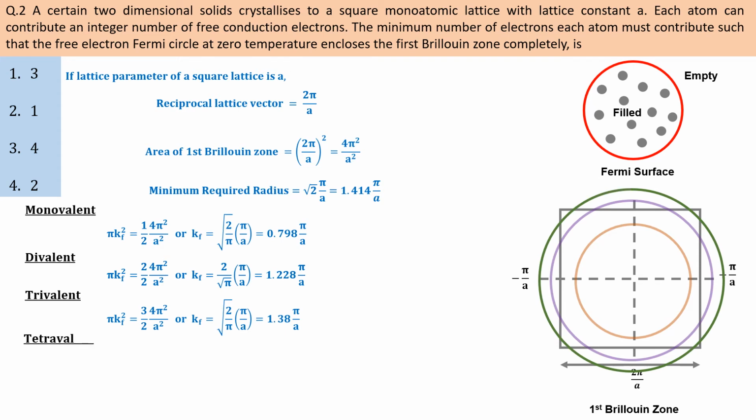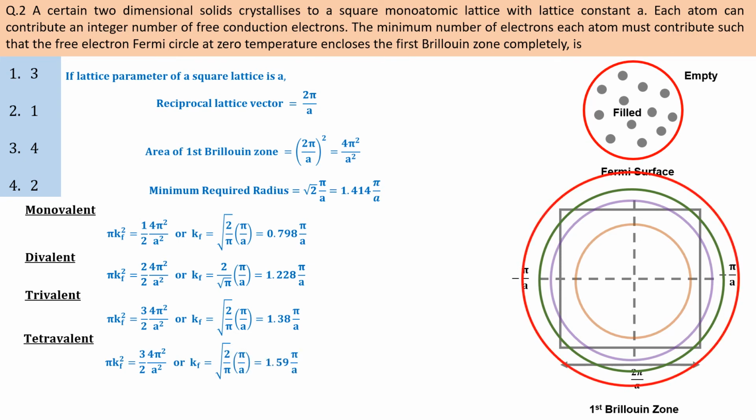But if the atom is tetravalent, then the Fermi circle encloses the first Brillouin zone completely, since in tetravalent, 4 electrons per atom will be present. So option 3 is correct.